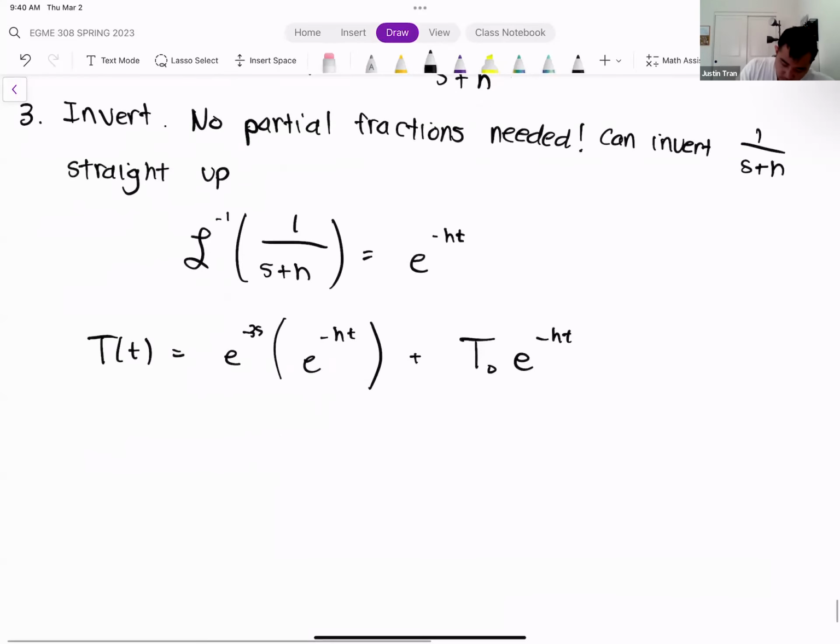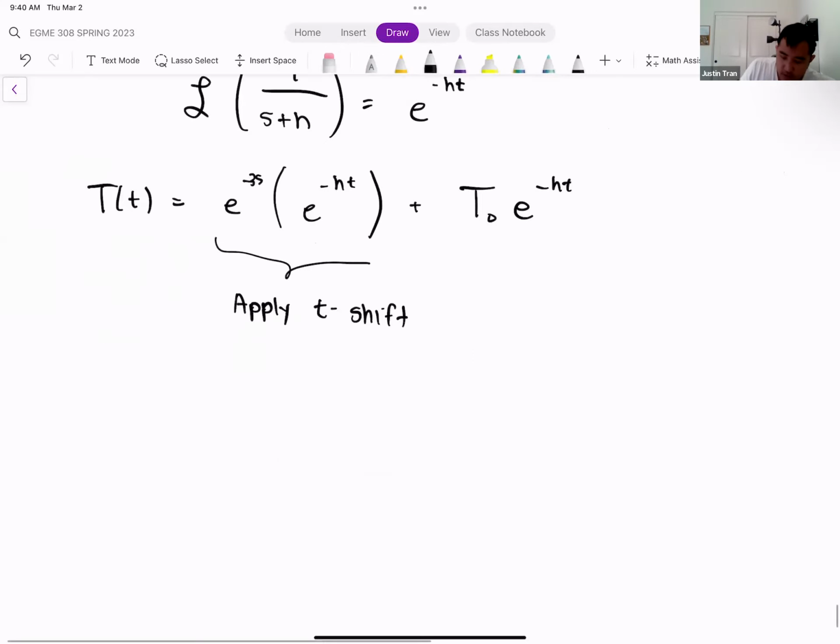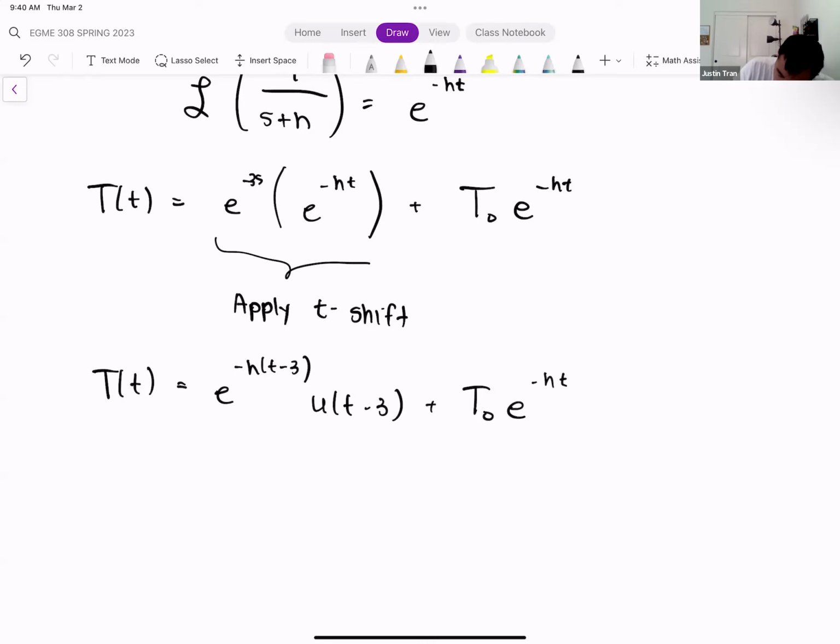All right, and so the last thing we need to do here is apply our t shifting. We're going to replace every instance of t with t minus 3, and we're going to multiply by u of t minus 3. So we have T of t is equal to e to the minus h times (t minus 3) u of (t minus 3) plus T naught e to the minus ht.